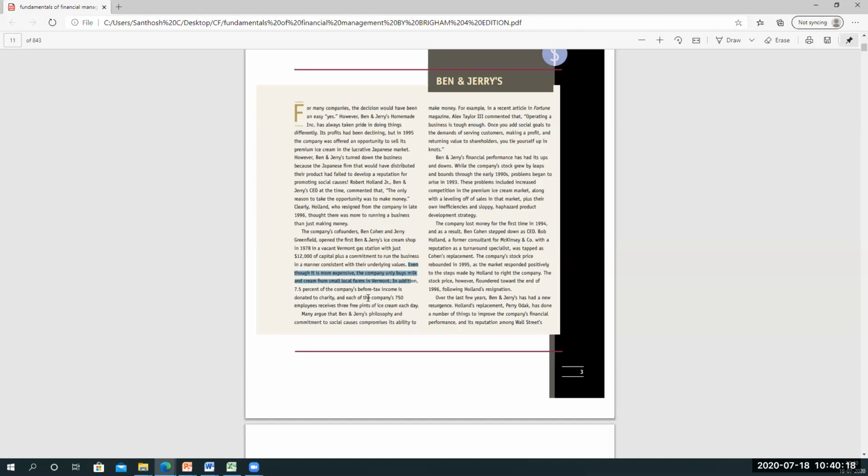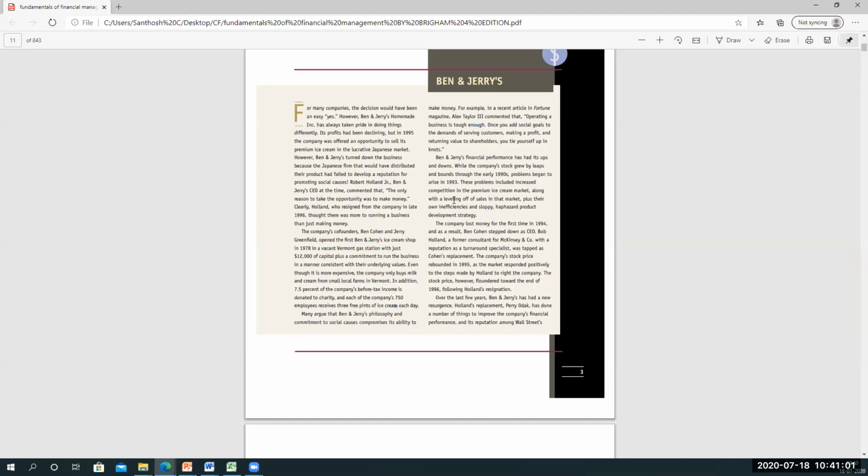And at that time, they used to contribute 7.5% of their earnings to charity. So you can see what they were doing. Initially, they were buying the material from the locals, which is very expensive compared to buying from outsiders. Second, they gave 7.5% of their income to charity. And third, there were about 750 employees in the company, and they used to give 3 pints of ice cream every day to the employees. So here they're taking care of the employees, the local suppliers, and the charity, the social cause. That's what this particular company did.